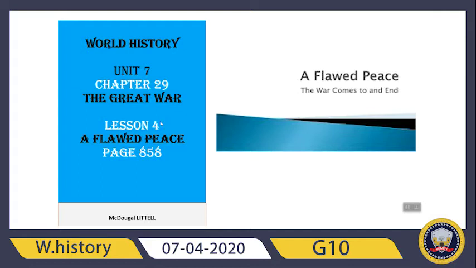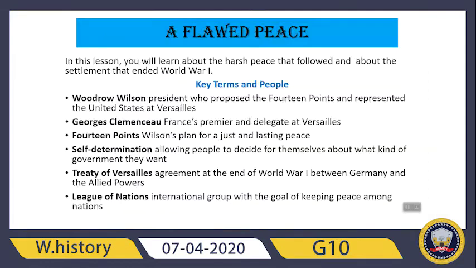So we were doing chapter 29, the Great War, and today, inshallah, we will cover the last lesson of chapter 29, which is lesson 4, A Flawed Peace. You will find this lesson on page 858 in your books. In this lesson you will learn about the harsh peace that followed and about the settlement that ended World War I.